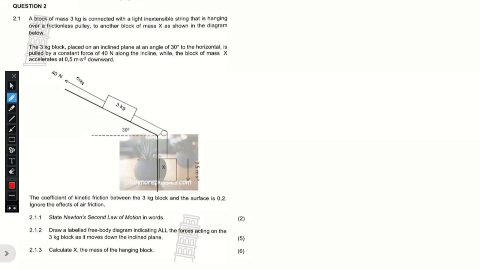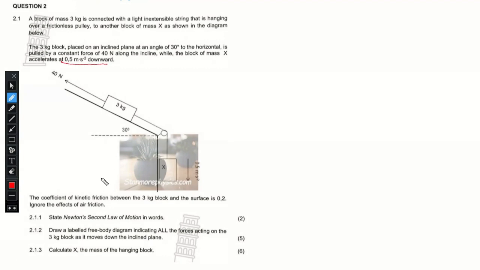So since this is a system of blocks, we know that the acceleration of block X will be the same acceleration as the 3 kg block, and the tension experienced by the 3 kg block will be the same tension experienced by block X, because this is a system. They need to share the same acceleration as well as the same tension, right?